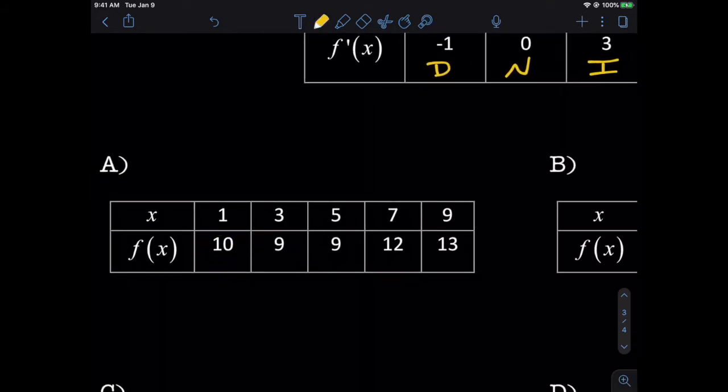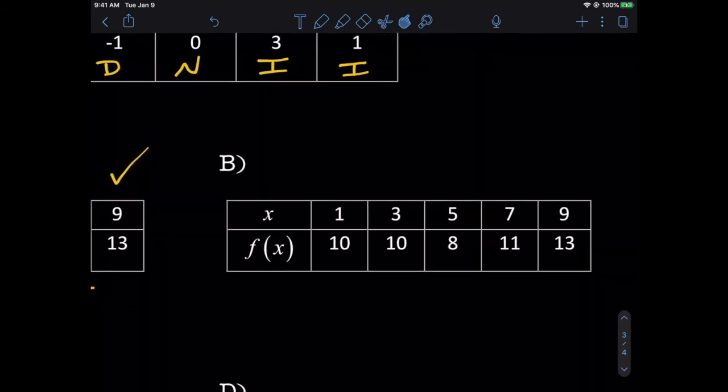To go from 10 to 9, we decrease, which means the derivative is negative. 9 to 9 means we don't move at all. 9 to 12 means we increase, so a positive derivative. And then again, 12 to 13 is positive. This matches the sign arrangement of the derivative values in the table above, so we check the other answers.